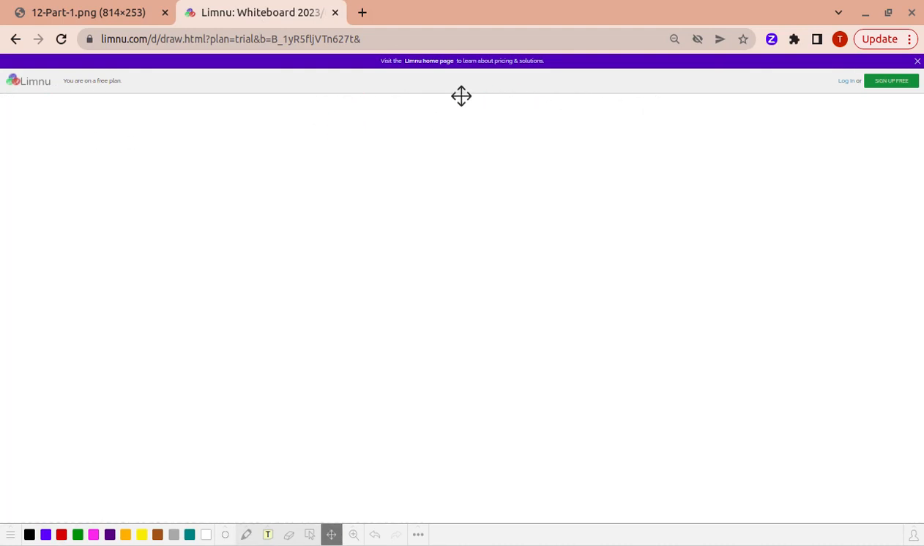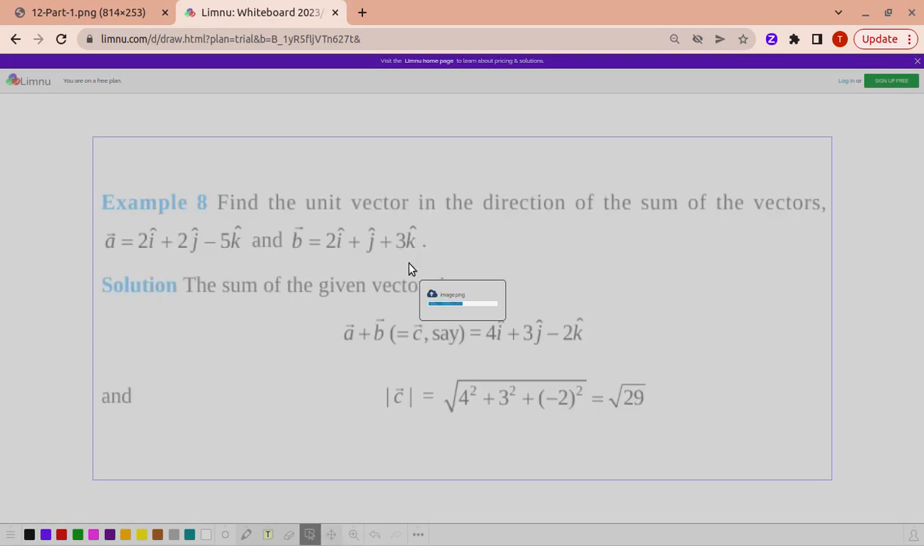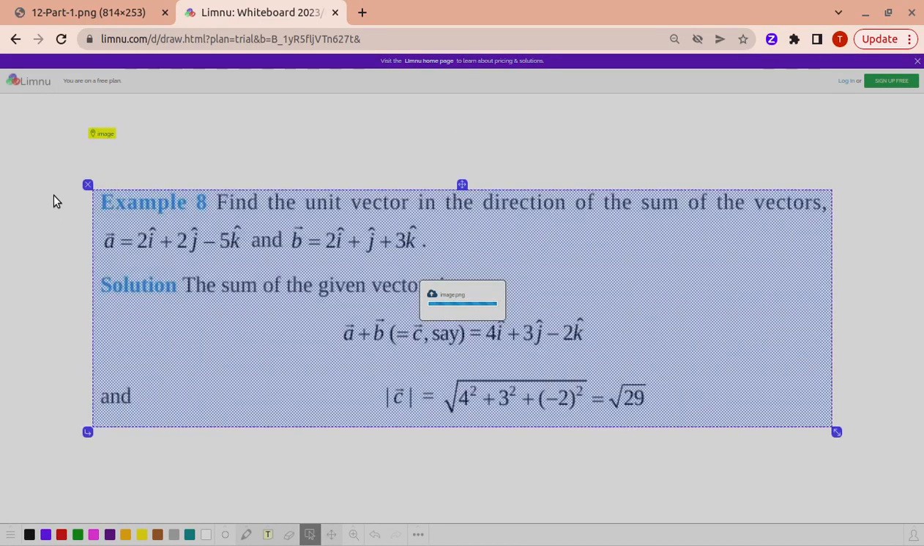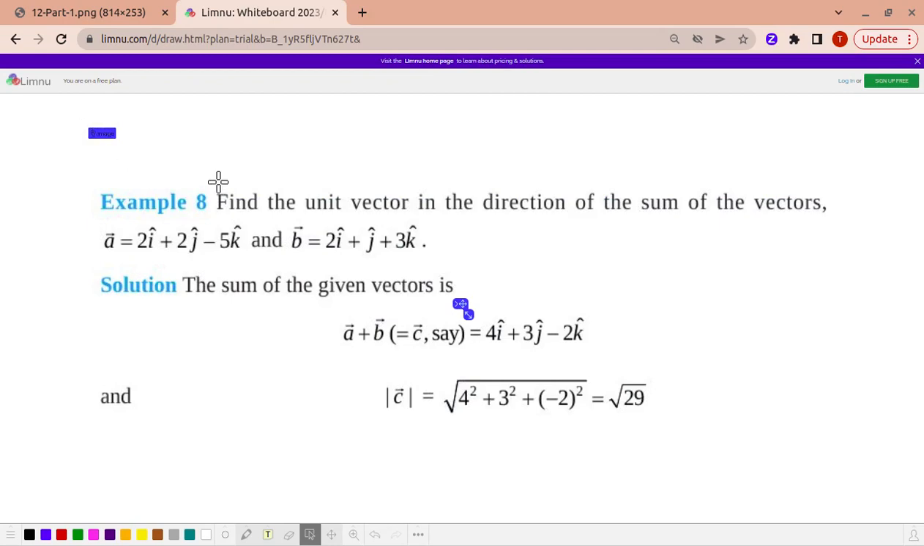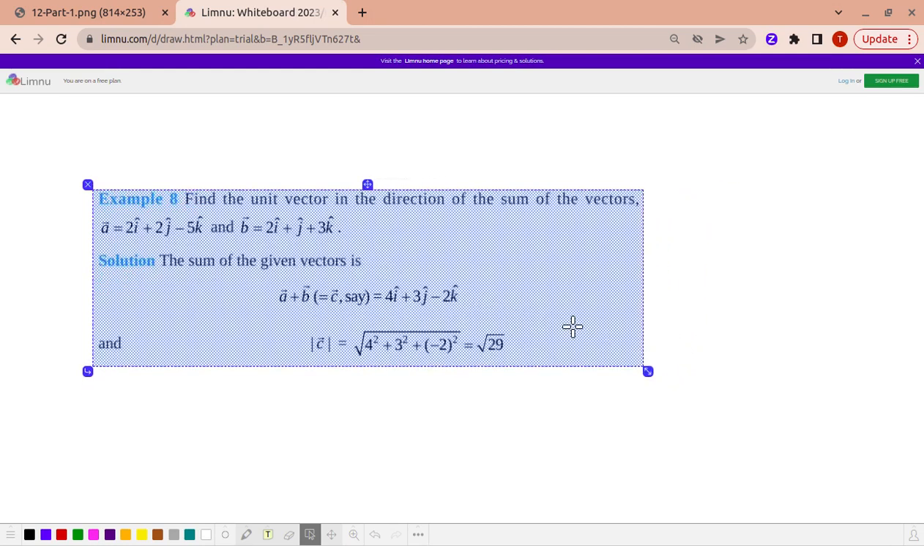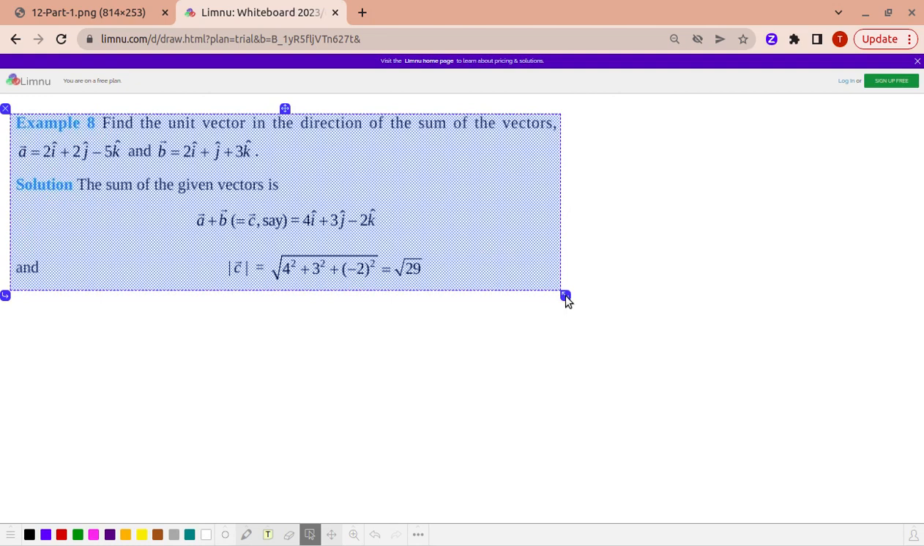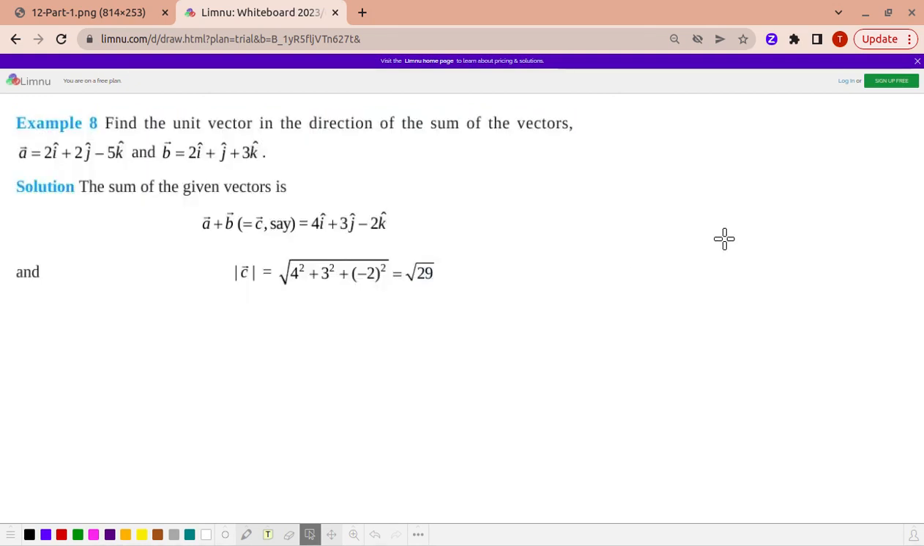So next question, I am placing it here, dear students. The question here is, let me read it out. Find the unit vector in the direction of the sum of the vectors. Quite simple. First we find the sum. The vectors a and b are given. So a plus b is quite simple.